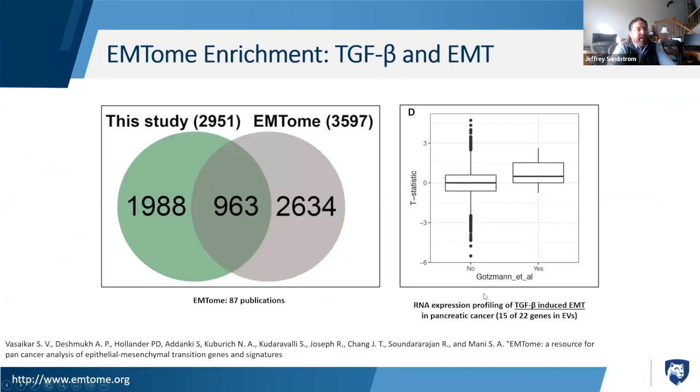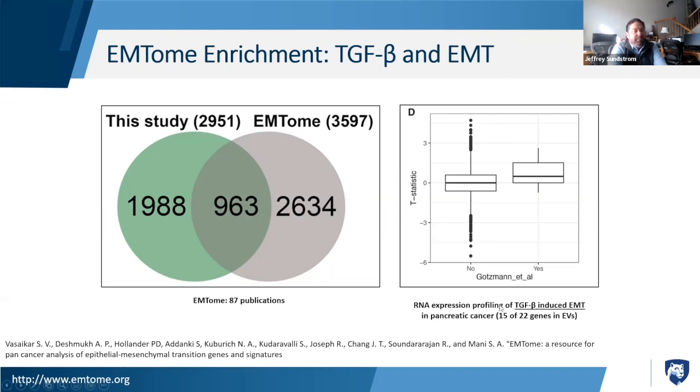Unfortunately, Advaita as well as IPA don't have a good pathway for EMT. Thankfully, this manuscript came out, I believe, in 2021, and they looked at 87 high quality publications and defined what they call the EMTome. We did a Venn diagram of the proteins from our EVs and found that we have an overlap of about 960 proteins, meaning that our EVs are enriched with proteins known to be involved in EMT.